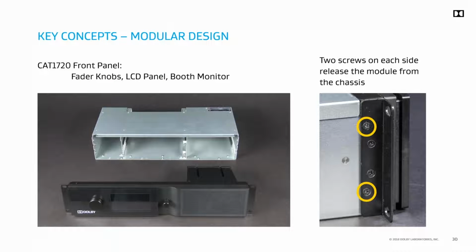Continuing with the modular design, we also have the CAT1720 front panel. This contains the two fader knobs, the LCD display, and the booth monitor speaker as one unit. To remove it from the chassis, you locate and unscrew the top and bottom screws on the rack ears, and then leave the two middle screws in place, and then pull this CAT1720 straight out of the CP950 chassis.